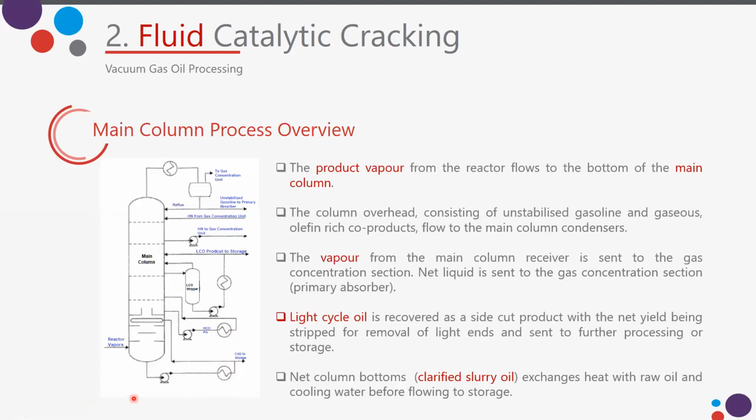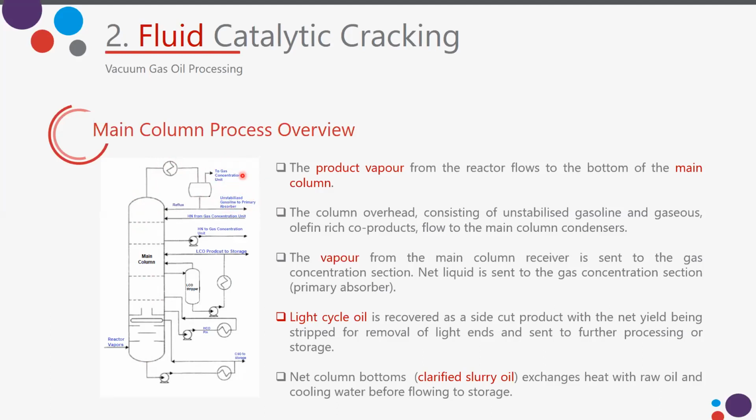So it is important to see that we have the vapors from the reactor here at the bottom of the column. Of course, our main product will be the lighter products in the top of the column. Here in the top of the column, we will condense, and the liquid that we have here is the unstabilized gasoline that we will send to the absorber in the gas concentration unit.